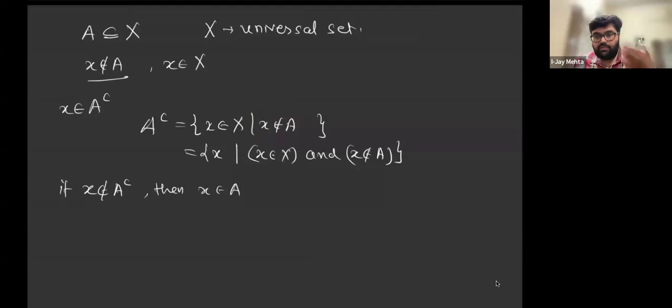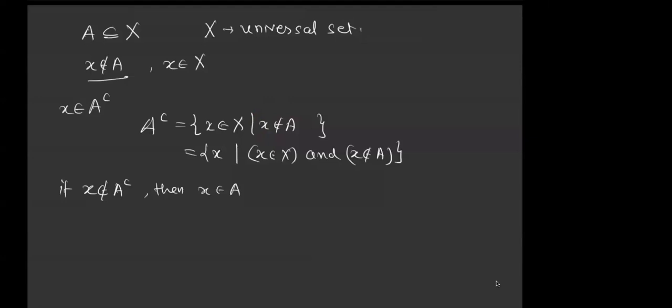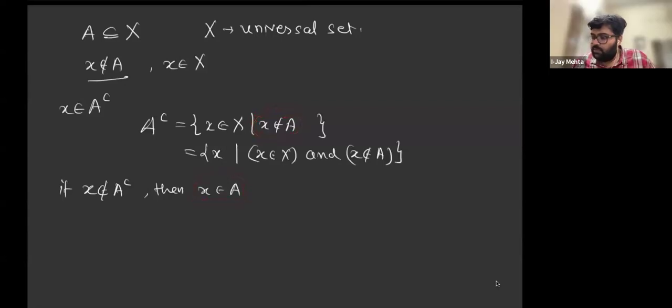No, X is not in A. What is the negation? X belongs to A. That's it. So X belongs to A, right? Some element X belongs to A complement, that means this property is satisfied. The property said X is not in A, so the negation of this means X is in A. X is not in A complement means it is in the complement of this. So what have I shown? I have shown that this is a subset of A.